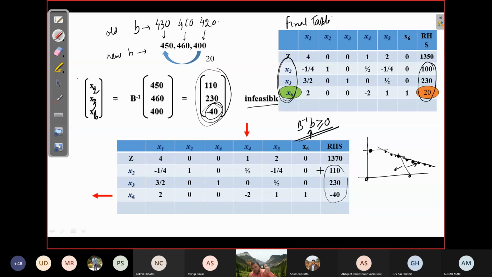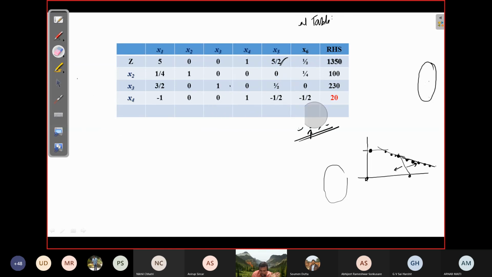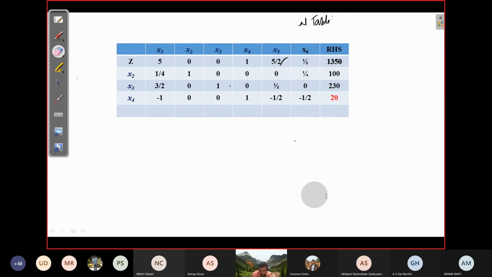Those 4 thumb rules you must remember, right? So you apply dual simplex and you get the optimal solution for this, which is this one. This one is optimal as well as feasible. And you observe that now x2 is 100, x3 is 230 and x4 is 20.